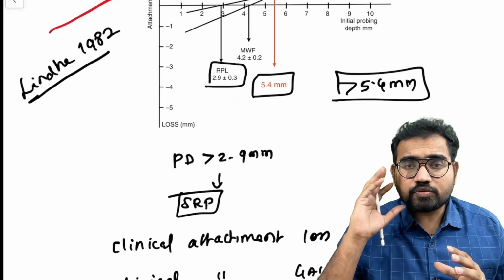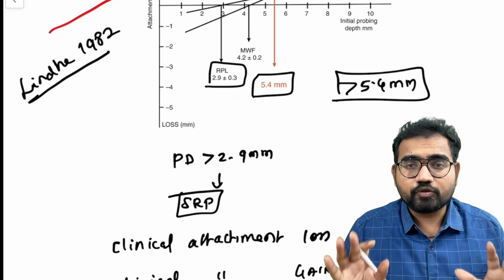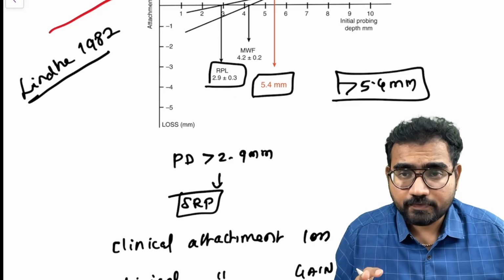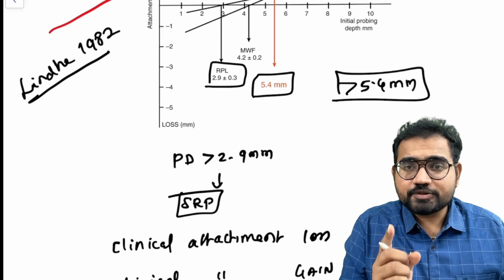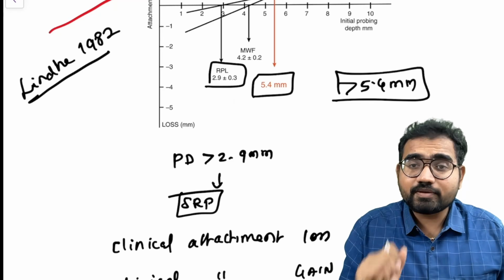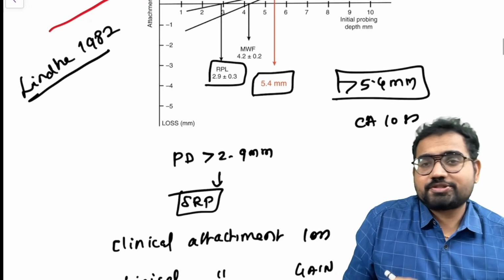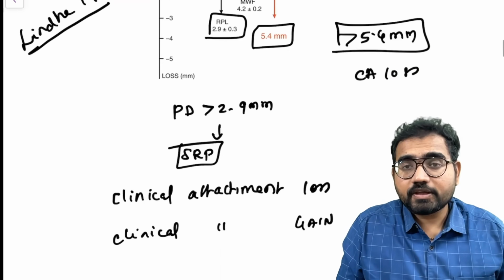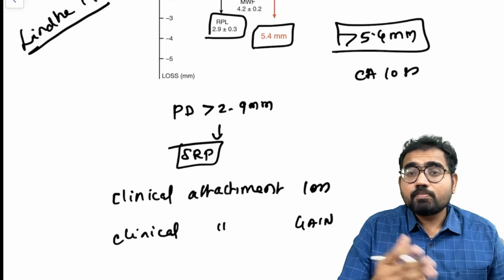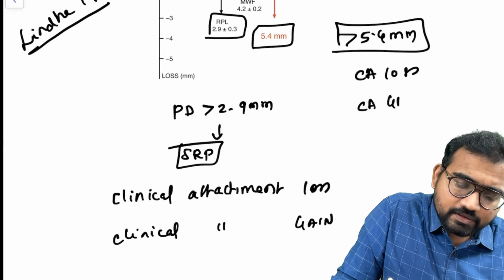So during that time, if the probing depth is more than 5.4, only those patients should be taken up for flap surgery. What will happen if I do flap surgery for a patient who has less than 5.4 mm after scaling and root planing? There is going to be clinical attachment loss. What happens if I do flap surgery for a patient with more than 5.4 mm? Obviously, there will be clinical attachment gain.